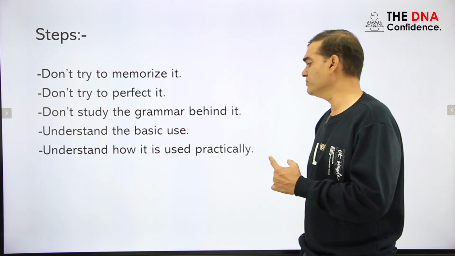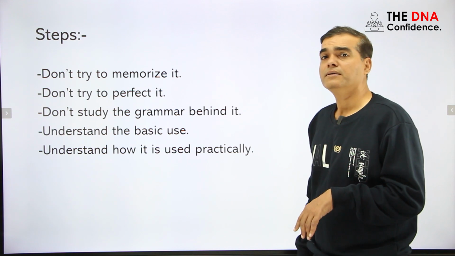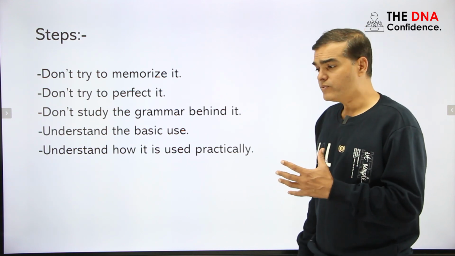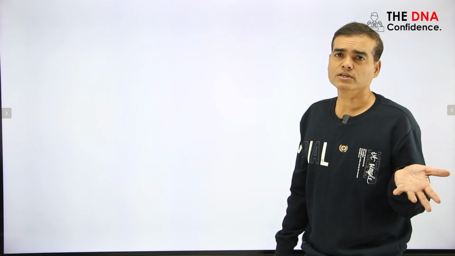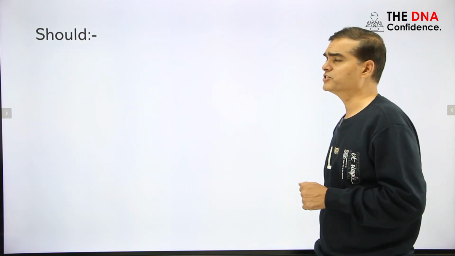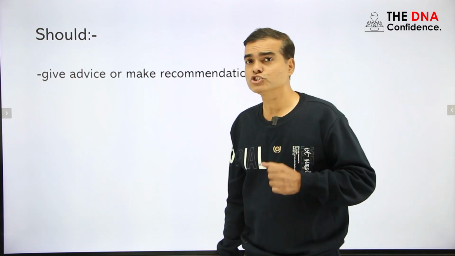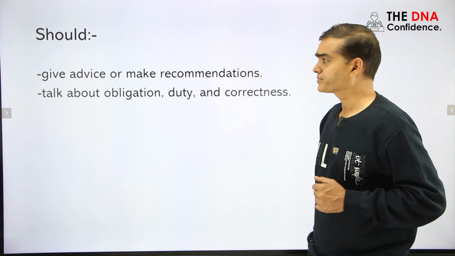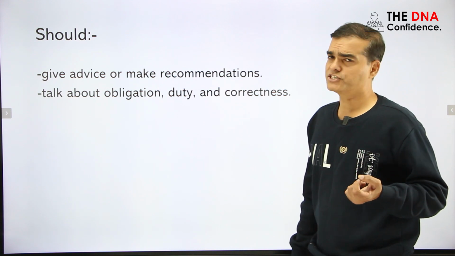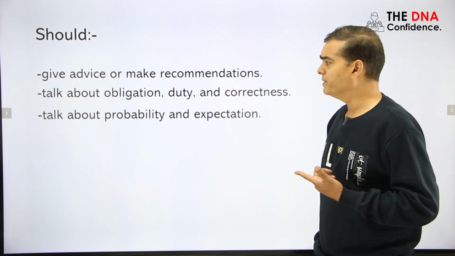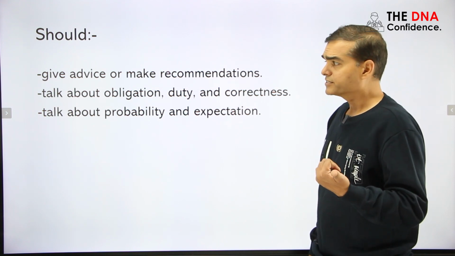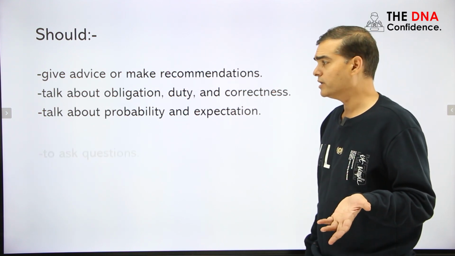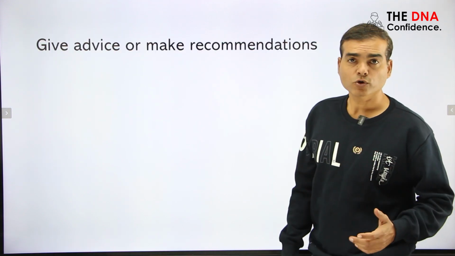Understand the situation in which it is used. Practically how it is used. When you understand how practically should is used, you will be able to use it properly, naturally. Let us move forward and understand what are the different ways in which should can be used. First way, to give advice or make recommendations, I will show you. Second is about obligations, duties and corrections. If you want to tell correctness. Next is to talk about probability and expectation, and last is to ask questions. Let us go with the first one.